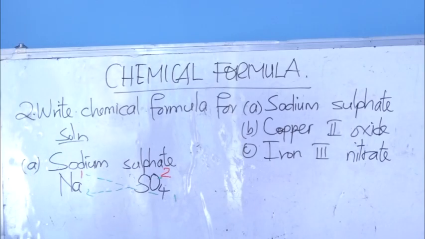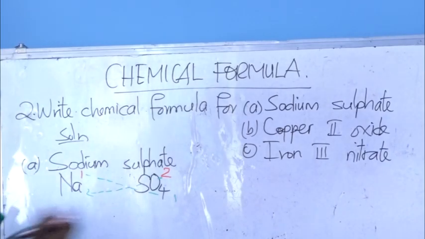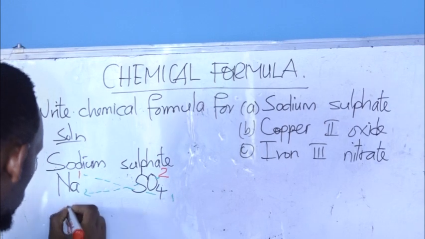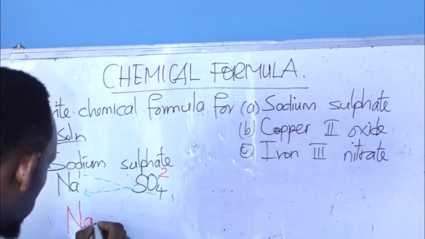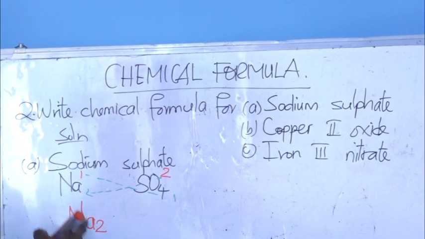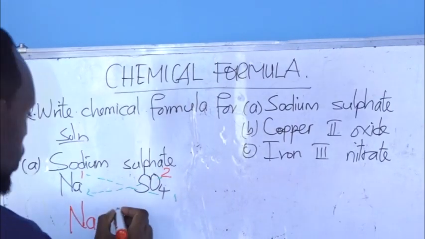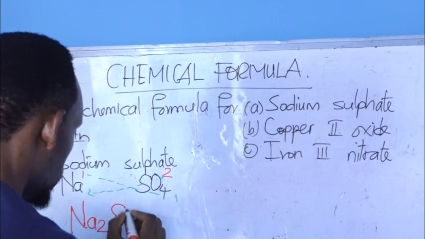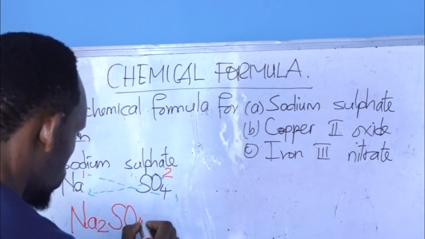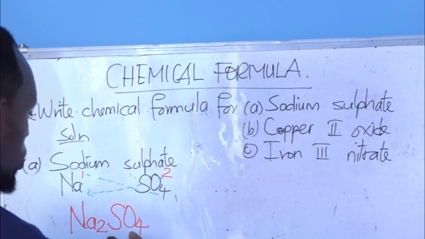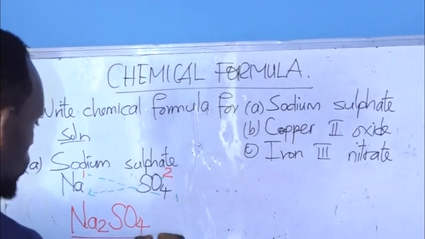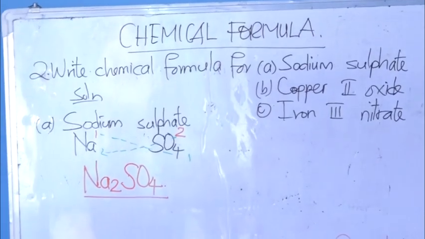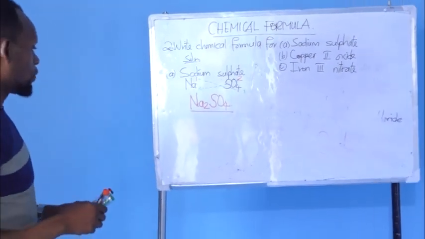After interchanging them, the result will be sodium 2. You write this 2 as a subscript, and then 1 goes there for sulfate. 1 is assumed. You don't write 1. So sodium sulfate is written like this, Na2SO4. That is the chemical formula for sodium sulfate.